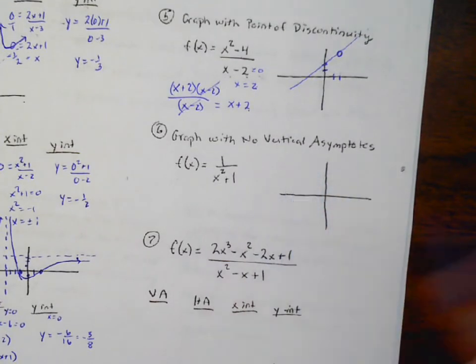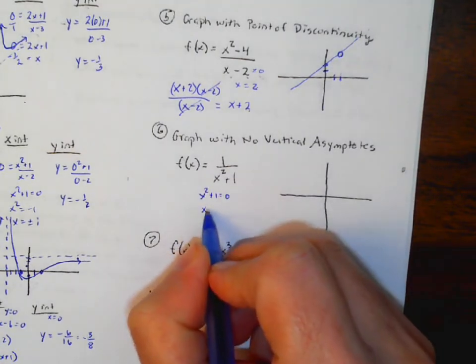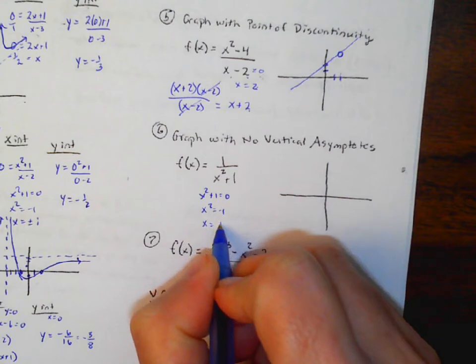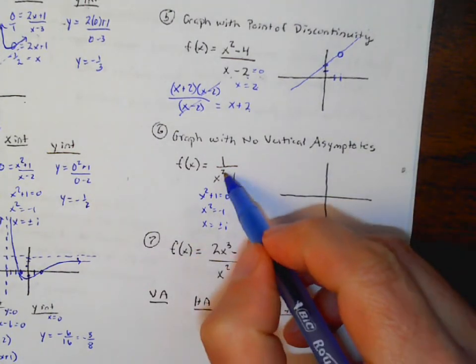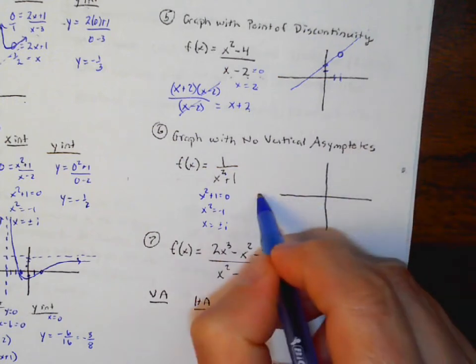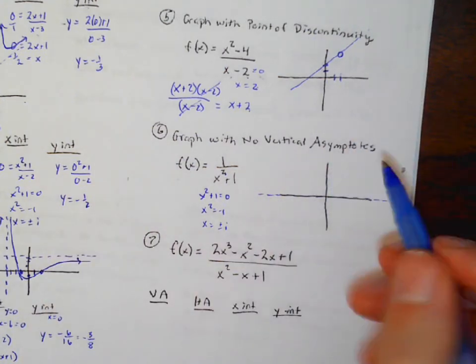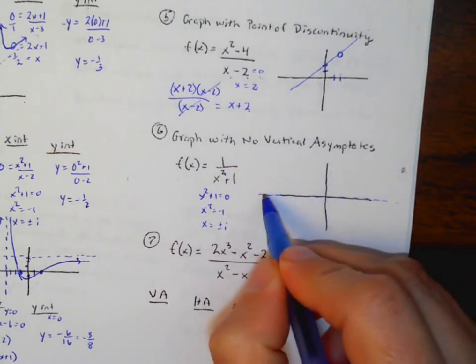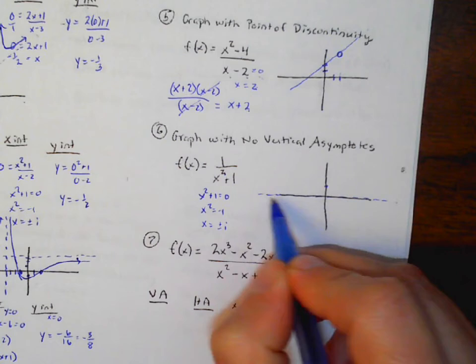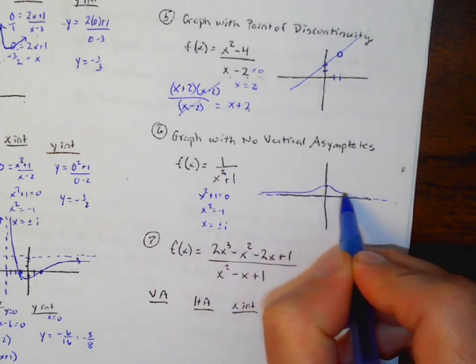Now there are also sometimes no vertical asymptotes. If I set the bottom equal to 0 here, I get x squared equals negative 1, so x equals plus or minus i, right? So there are no vertical asymptotes here. There is a horizontal one though. Remember, x squared on the bottom, so it's at 0. And you can go and find your x-intercepts and y-intercepts and so forth. There are no x-intercepts here, but the y-intercept is at 1. So the graph will look something like this.